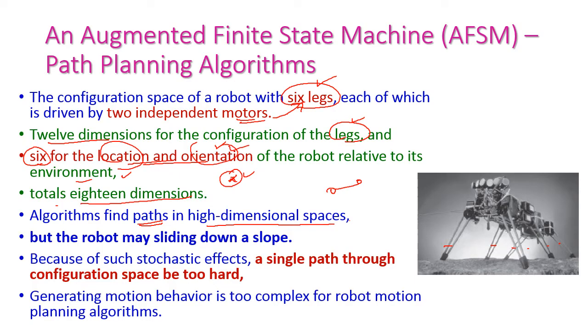But the robot may slide down a slope. If there is a slope, there is a chance that the robot will fall down, right? Because of such stochastic effects, a single path through the configuration space is too hard. We need to find multiple paths otherwise. So generating motion behavior is too complex for a robot motion planning algorithm.